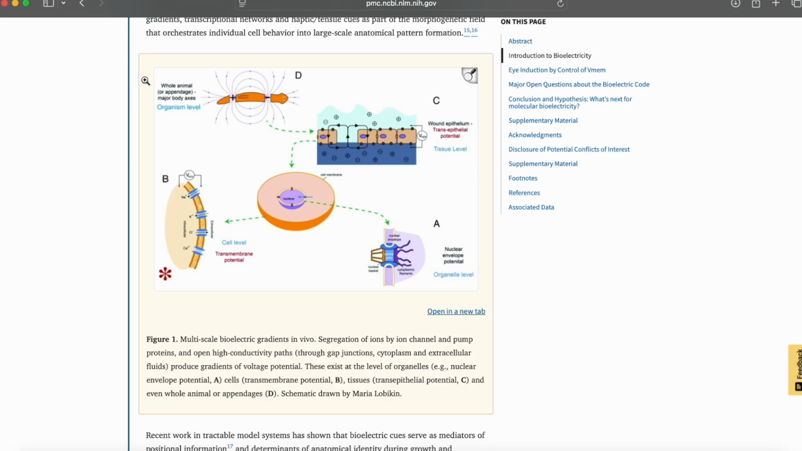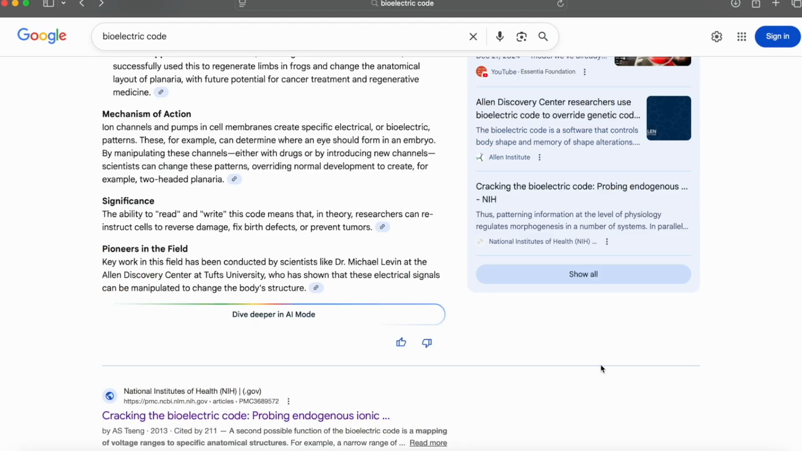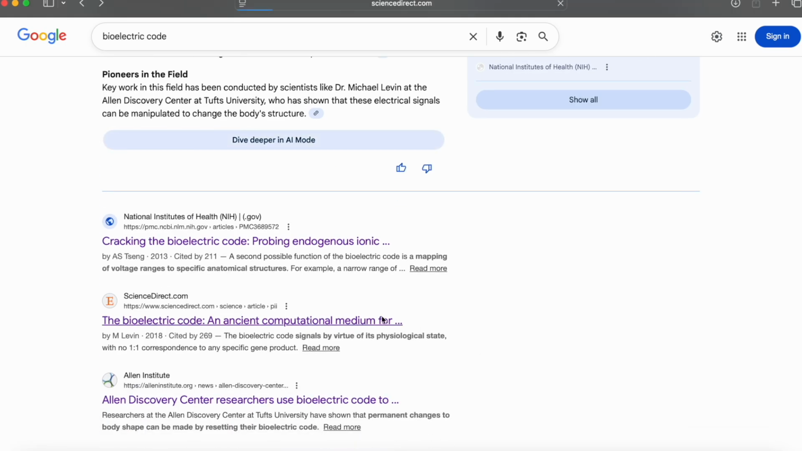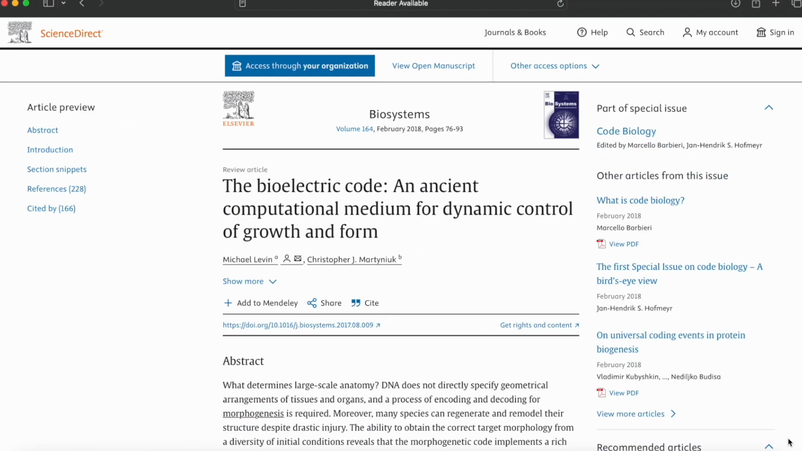Now we're going to go back to Google and we're going to click on another link. Here we have Science Direct. The bioelectric code, an ancient computational medium for dynamic control of growth and form.